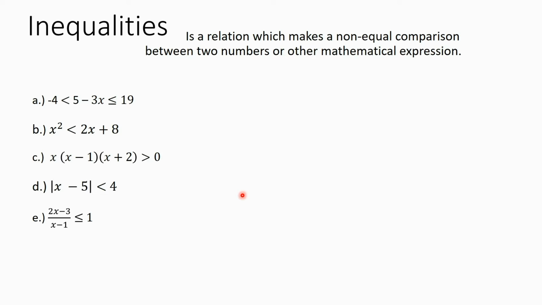Okay, guys, as a definition, an inequality is a relation which makes a non-equal comparison between two numbers or other mathematical expressions. Okay, guys, I have five examples here, in alphabetical order A, B, C, D, E, so that if you encounter these kinds of inequality problems, you know how to tackle them. Okay, guys, so let's start.